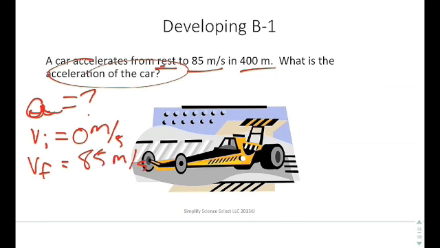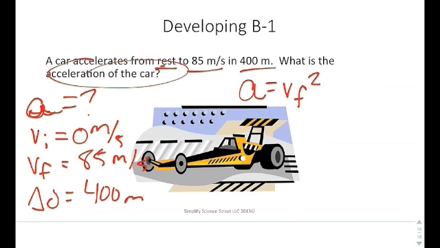Now, some people may be saying, well, how do you know that it's not 85 meters per second as your initial velocity? And the reason why is it says from rest to this. So you're starting at one and going to the next one. And then finally, you have a displacement of 400 meters. And it says, what is the acceleration of the car? You're going to use the equation A equals Vf squared minus Vi squared divided by 2 delta D. And there's no algebraic rearrangement necessary, so you can just plug your numbers in.